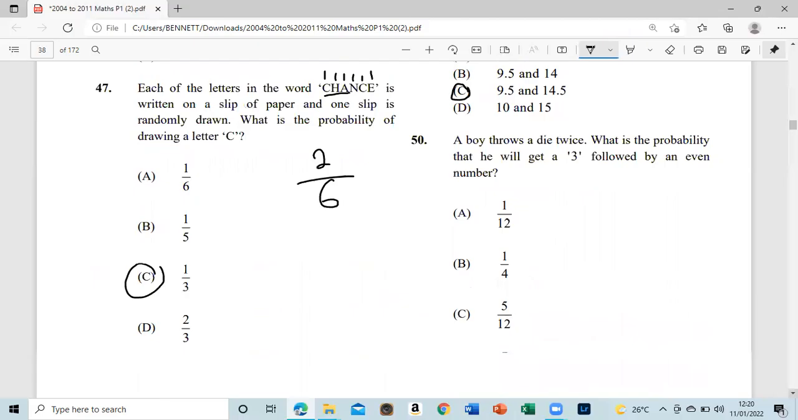A boy rolled a dice twice. What's the probability that he will get a 3 followed by an even number? So to get a 3 would be 1 out of 6. An even number would be a half. Multiply these, so it's 1 over 12.